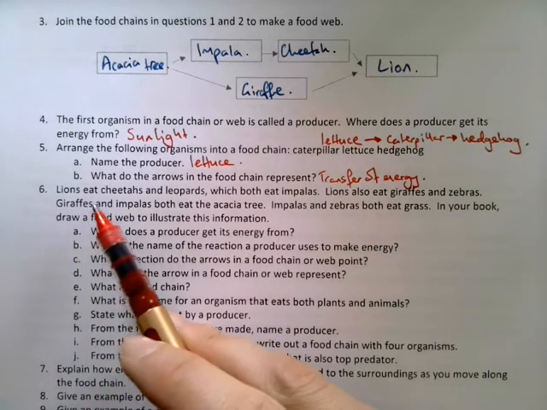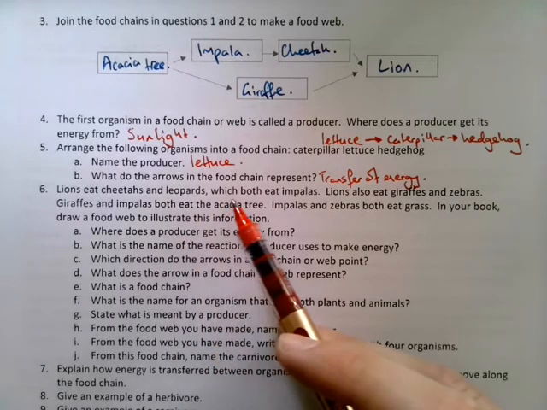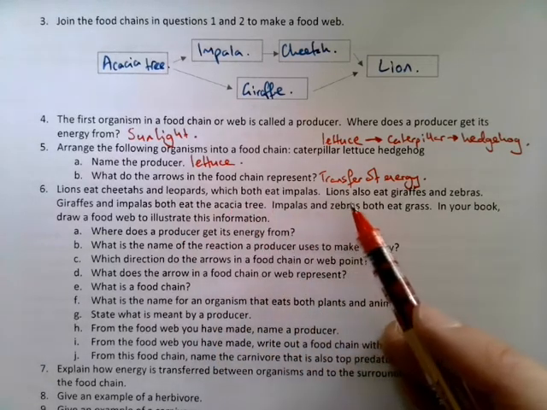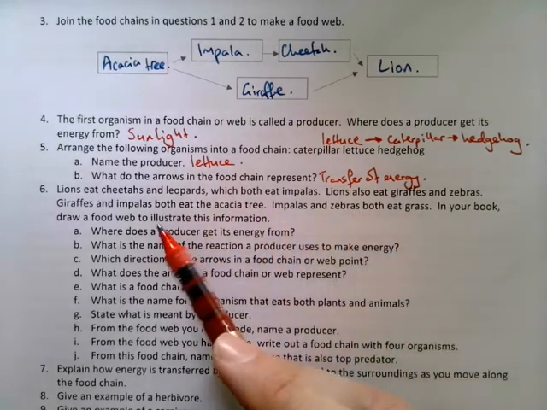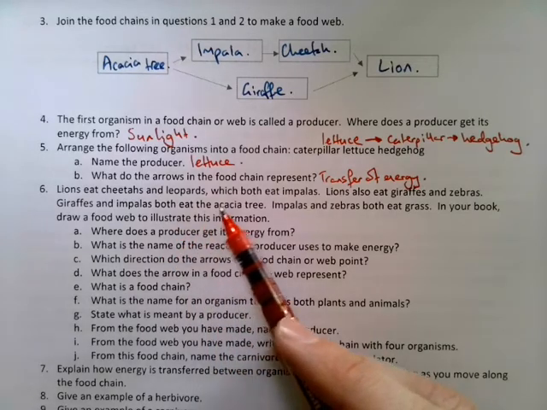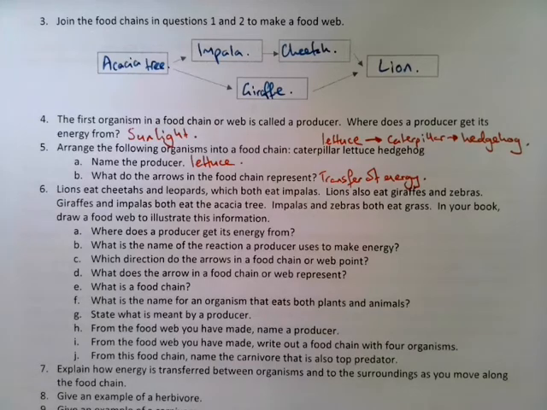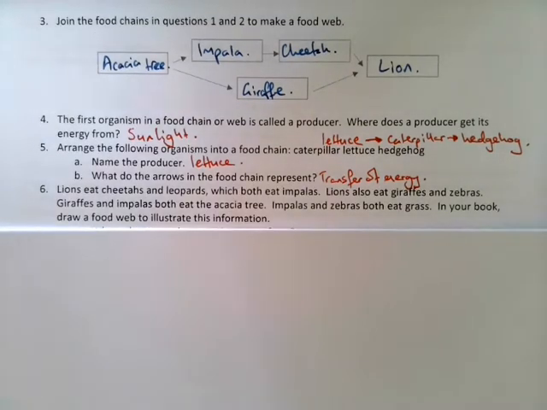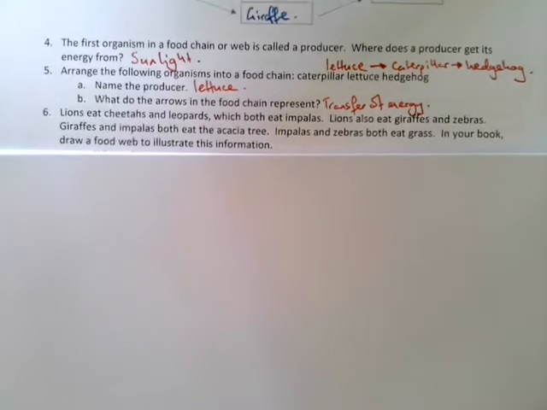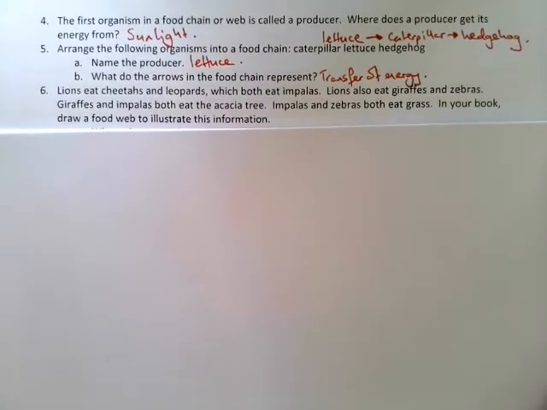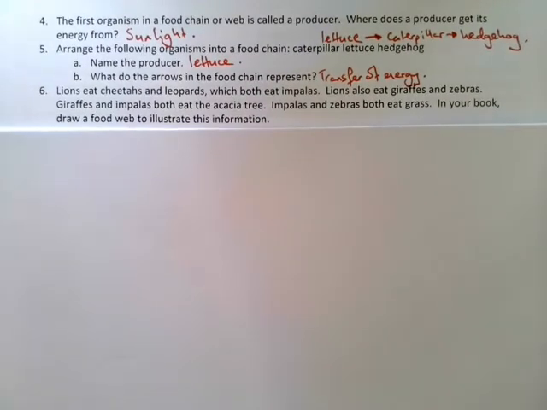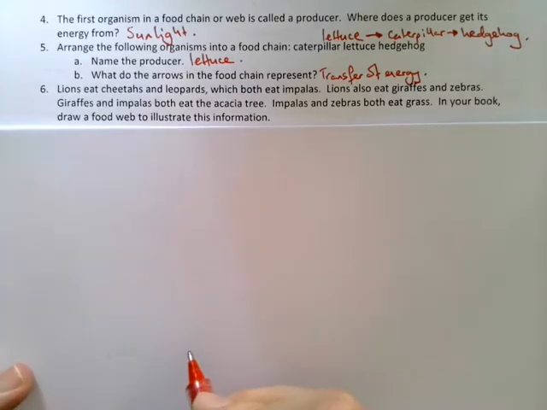Question number 6. Lions eat cheetahs and leopards, which both eat impalas. Lions also eat giraffes and zebras. Giraffes and impalas both eat the acacia tree. Impalas and zebras both eat grass. In your book, draw a food web to illustrate this information. All right, so this one's a little bit complicated. So I'm going to take a piece of paper and I'm going to try and convert all this information into a food web. I'm going to start down at the bottom here with the producers.